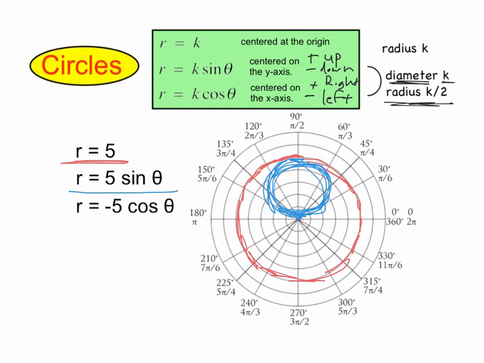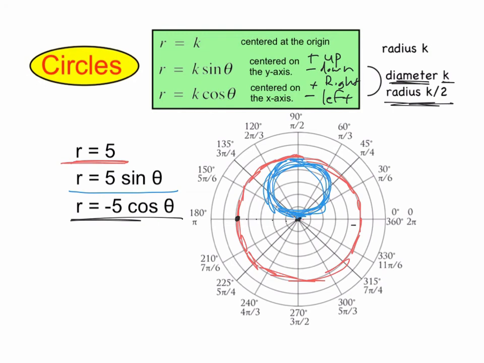And then for this bottom one, we have r equals negative 5 cosine theta. The cosine means it's either going to be to the left or the right of the middle. The negative 5 means it's going to the left. So I would go from the center and then out 1, 2, 3, 4, 5 points. But that puts me right on the edge of that circle. And then I just need to get it drawn in.